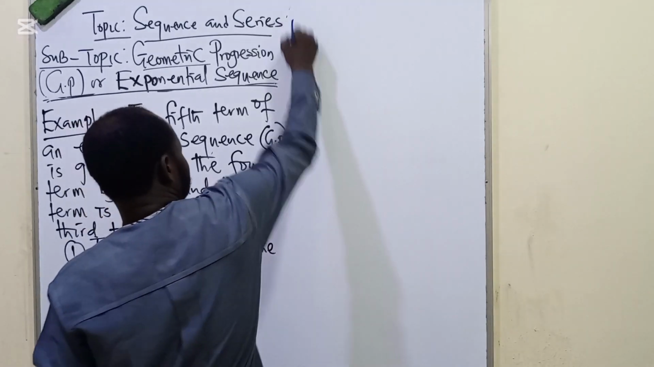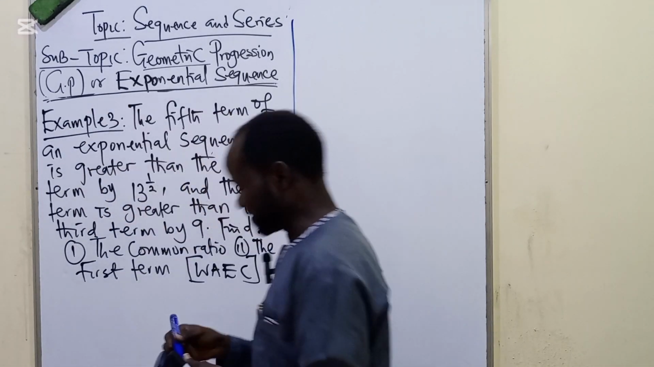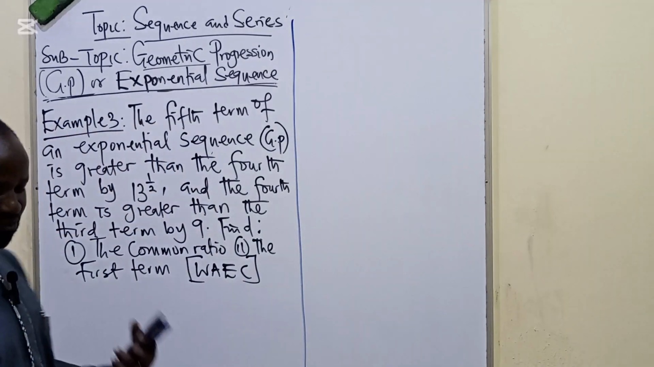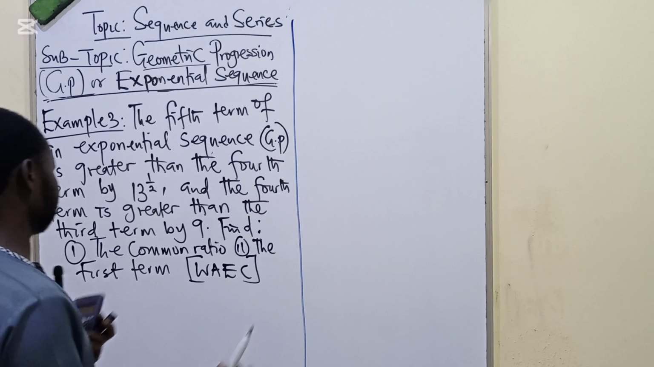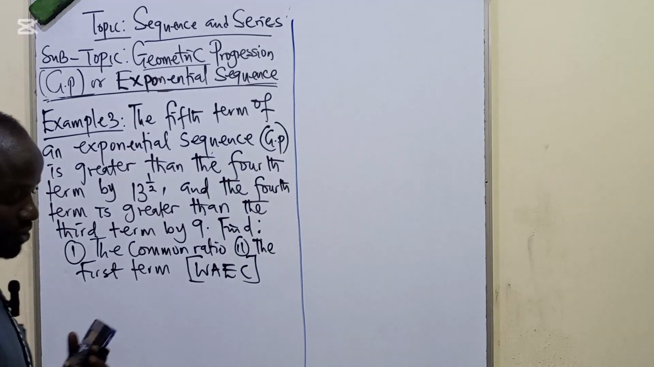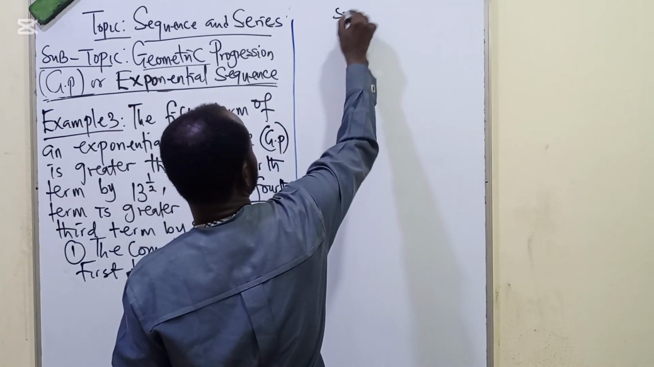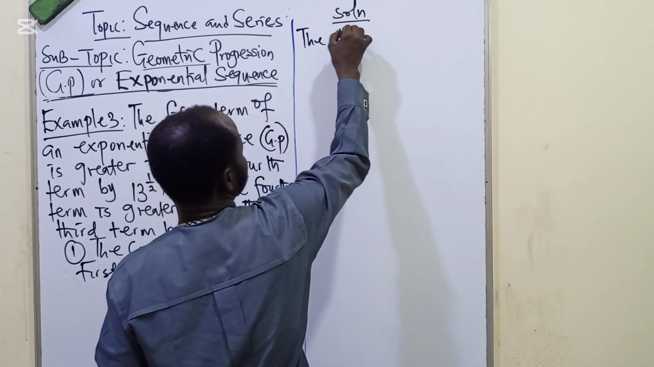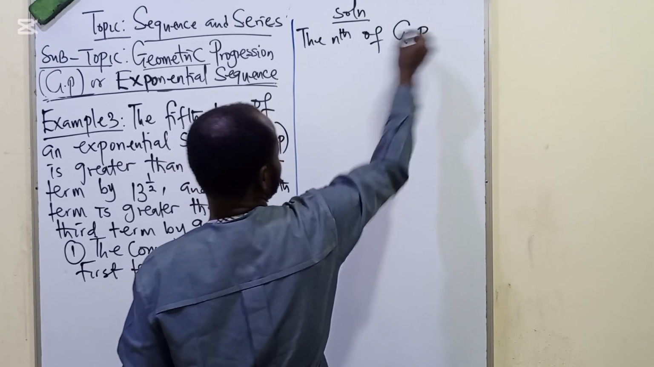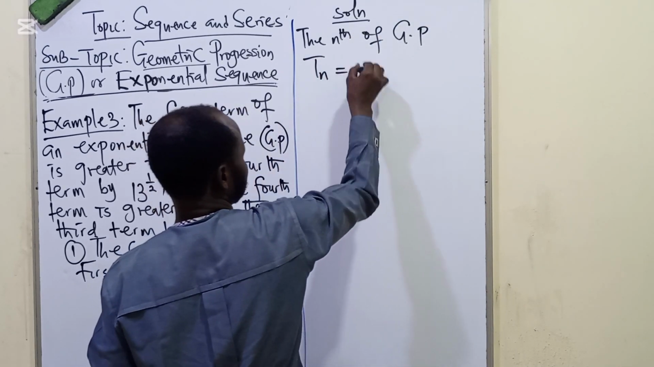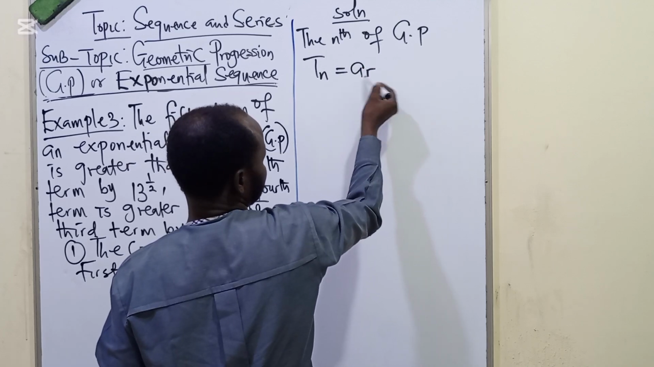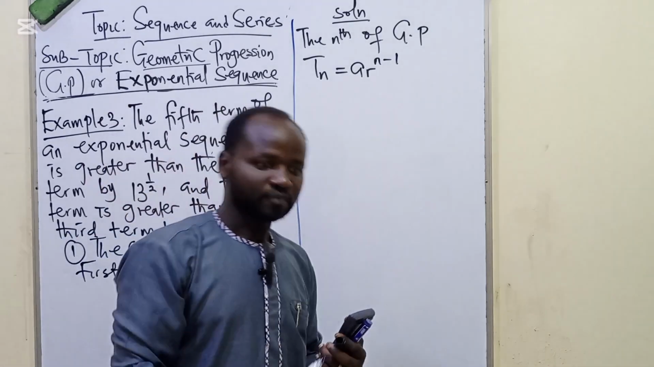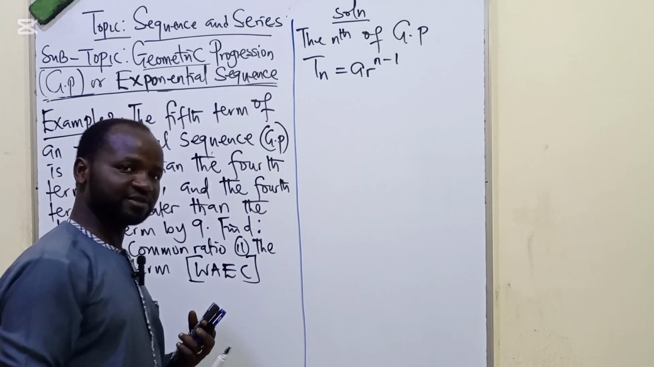First thing to do, let's write down the solution and see how we can analyze the question. We're talking about the fifth term, the fourth term, and the third term. We have to use the nth term of GP first. The nth term of GP, that's geometric progression, will be equal to A times R power n minus 1, where A is the first term, R is the common ratio, n is the number of terms.